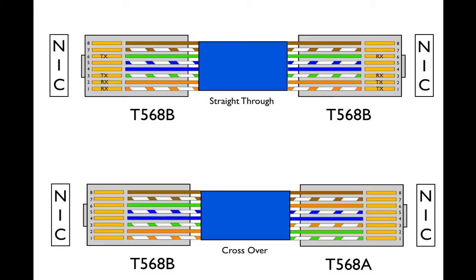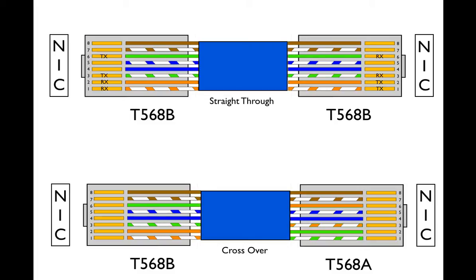Therefore, if we had T568B on both ends or T568A on both ends, pin 1 would go to the other pin 1 on the other side, pin 2 would go to the other pin 2 on the other side. Therefore, if they are unlike devices, receive would go to transmit, transmit would go to receive, and communication would be possible. That would be called a straight-through cable.